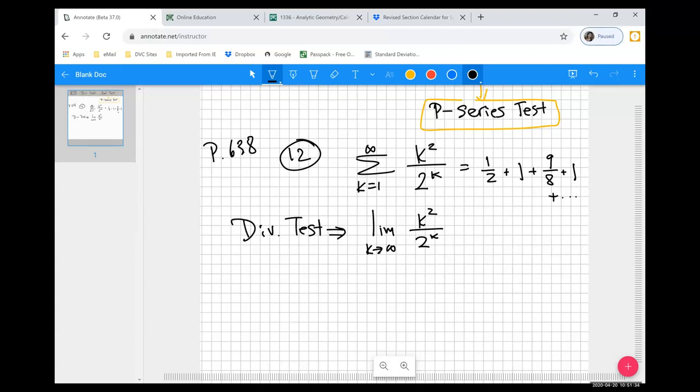Professor? Yeah. I remember that you said exponentials will grow way faster than just squares. So I think the limit will go to 0, since 2 to the k will go to infinity faster than k squared. Yeah, that's very good analysis. So that's an analytical approach.